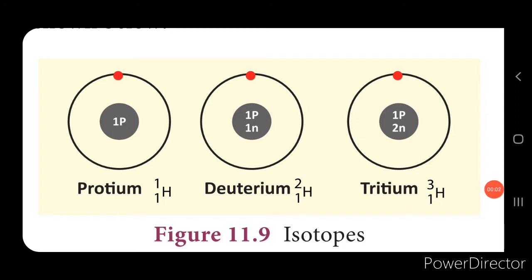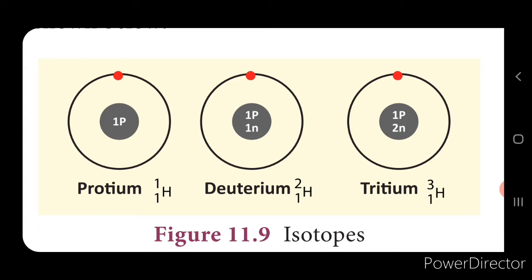Look into the screen, children. You can see 3 elements, that is protium, deuterium and tritium. So now you can see the symbols of these elements, that is H11, H12 and H13. Now the number that is written below the symbol is the atomic number. In all the 3 elements, the atomic number remains the same, but the mass number varies. In protium, the mass number is 1, in deuterium, the mass number is 2, and in tritium, the mass number is 3. So the atoms of same element having same atomic number but different mass number is called as isotopes.